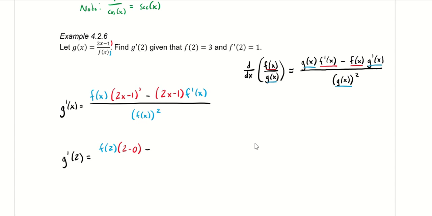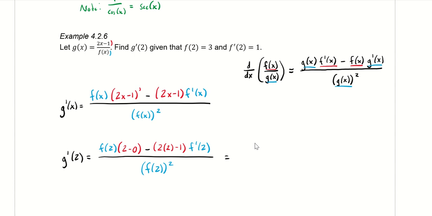minus, this is just 2x minus 1. And since I'm not taking the derivative, I am going to plug in my 2 there. Times f prime of 2. Notice every place that I'm taking my derivative, I'm not plugging in my 2 yet. We're going to do that later. All over f of x squared. So all over f of 2 squared.